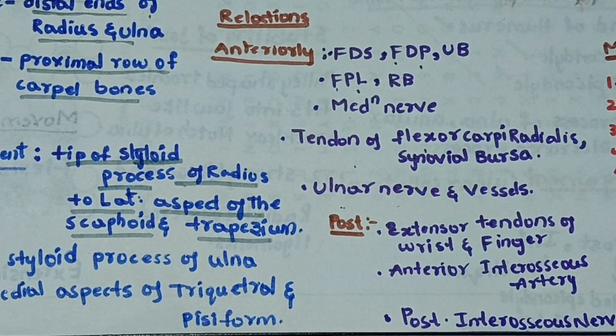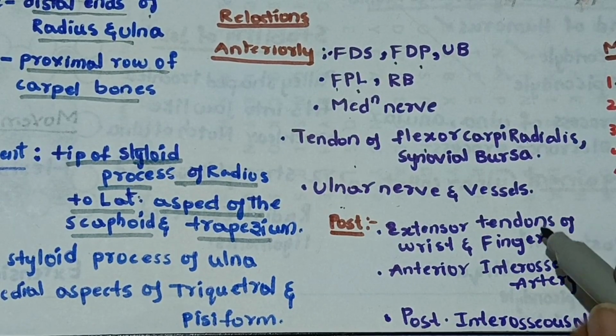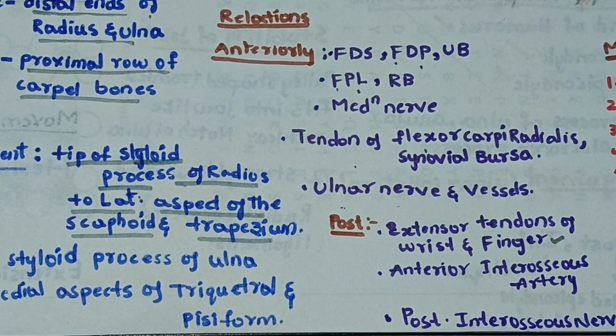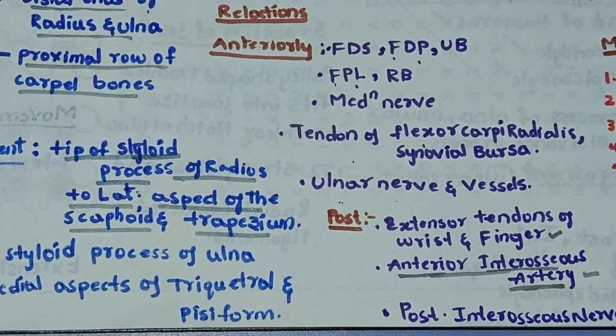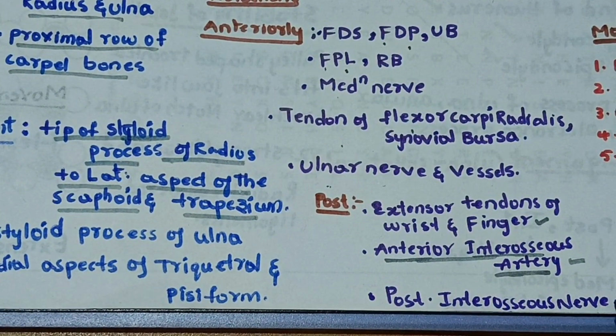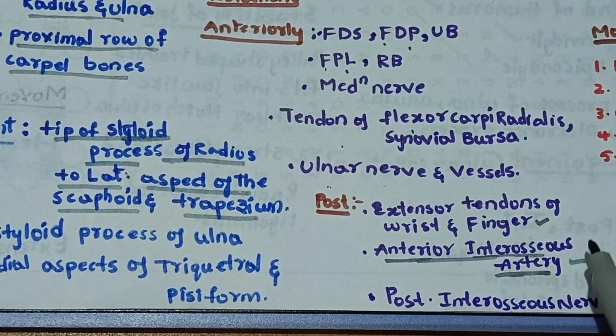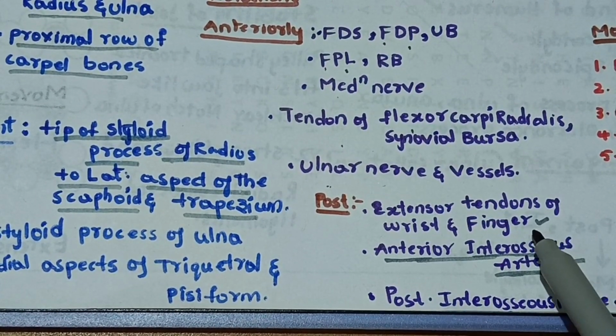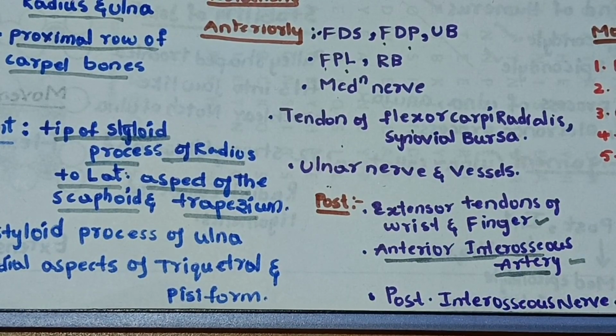So now, posteriorly, how is it related? It is related to the extensor tendons of the wrist and fingers, and the anterior interosseous artery, and the posterior interosseous nerve. What is the posterior interosseous nerve? It is a branch of the radial nerve. We will discuss each major nerve in the next lecture. So the posterior aspect of the wrist joint is related to the extensor tendons of the wrist and fingers, the anterior interosseous artery and the posterior interosseous nerve.